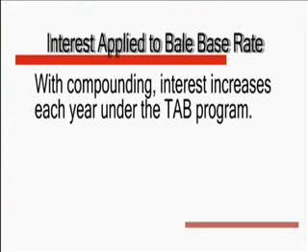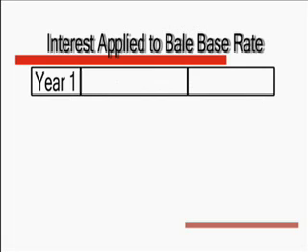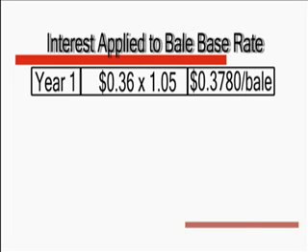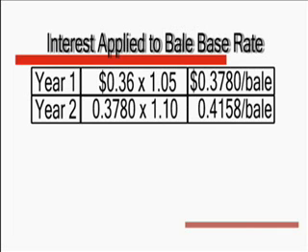The interest rate is applied to the bale base rate. The interest component increases with each successive year due to compounding. Earlier years in the program have a lower bale fee than later years due to this interest component. In our example, we can calculate the first-year bale fee by multiplying 36 cents by the applicable first-year rate of 5%, or 1.05. The first-year bale fee is then 0.378, or a little less than 38 cents per bale.